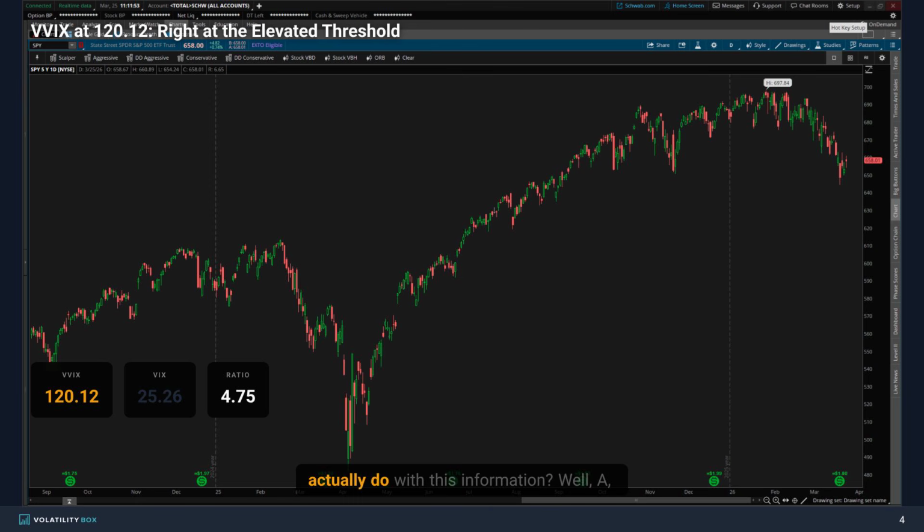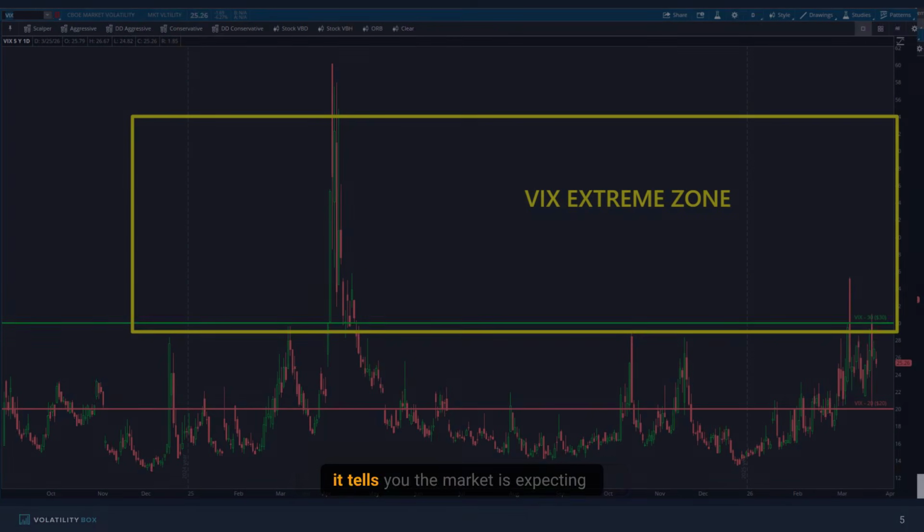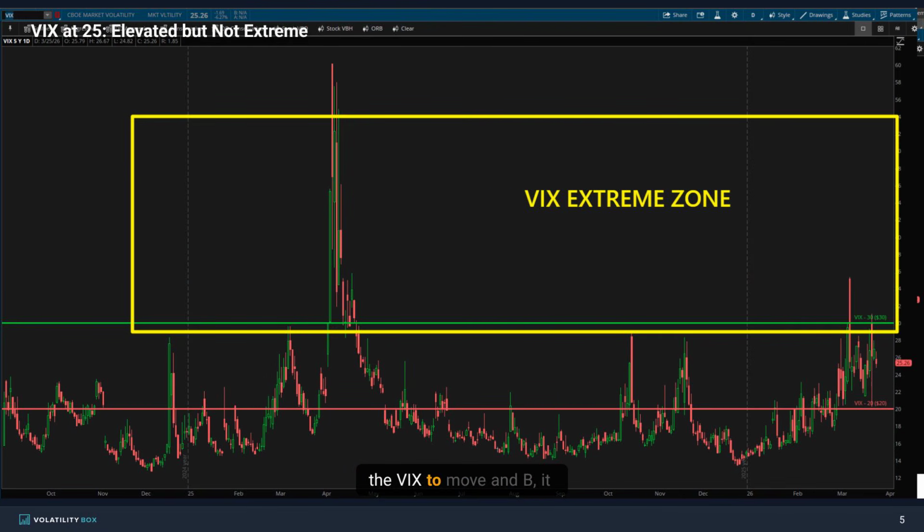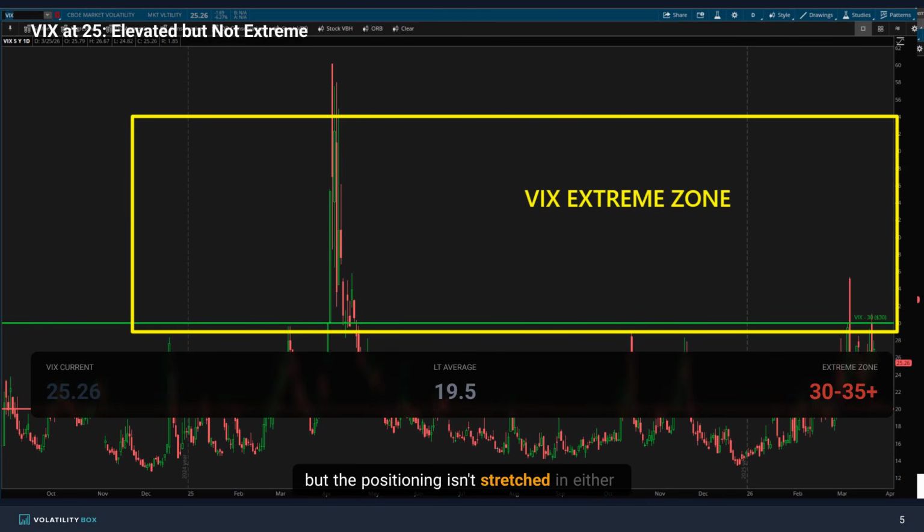What does this tell you? So what do you actually do with this information? Well, A, it tells you the market is expecting the VIX to move, and B, it tells you that the VIX options are priced correctly for that expectation right now. But the positioning isn't stretched in either direction. You're not seeing the cheap VIX options that appear after a spike has exhausted itself, and you're not seeing the expensive VIX calls that precede a volatility expansion.